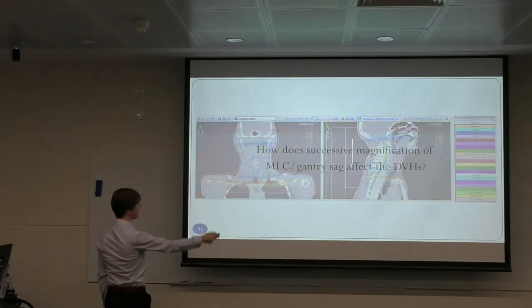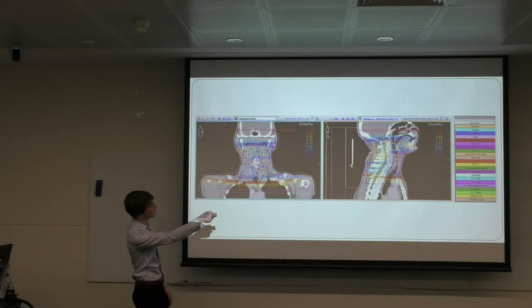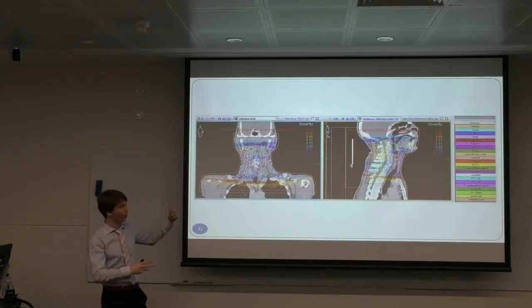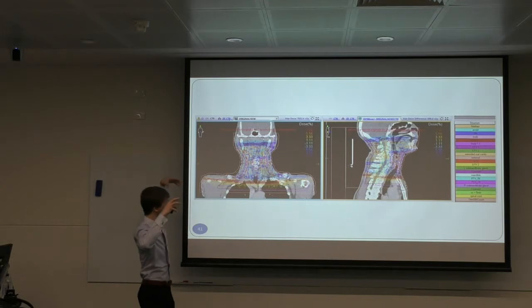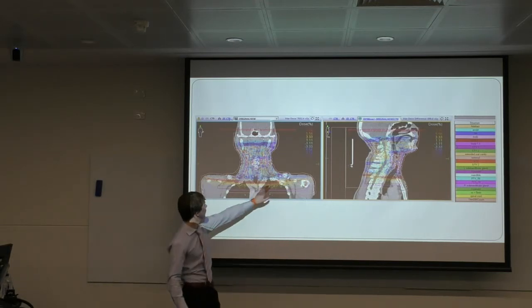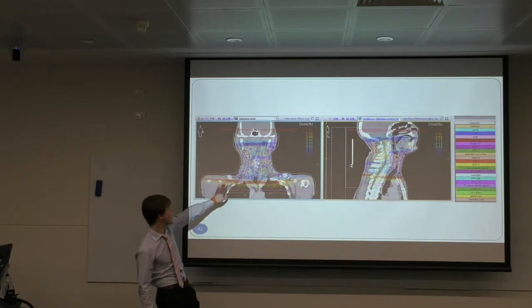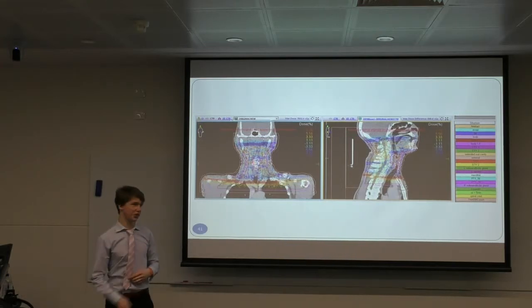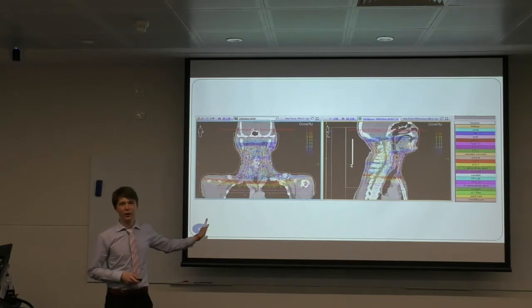Alright, so results. This here is the difference between the plan in which I've modeled the SAG and the original plan for the head and neck. This is sort of what you'd expect, because you've got gravity pulling downwards on the gantry, and so you're getting more dose at the bottom of the distribution and less at the top, and kind of noisy things happening in the middle. So that's just a qualitative way of looking at it.